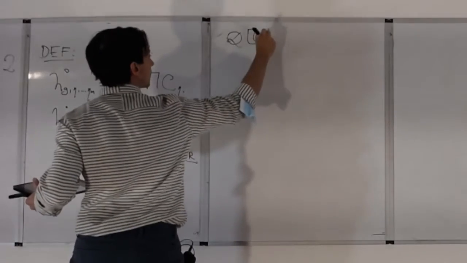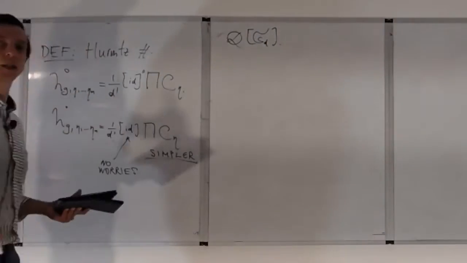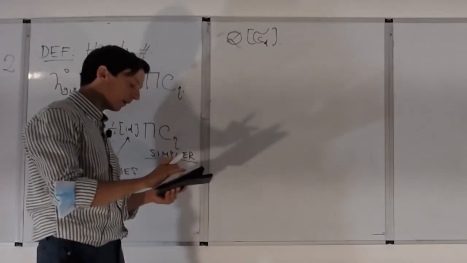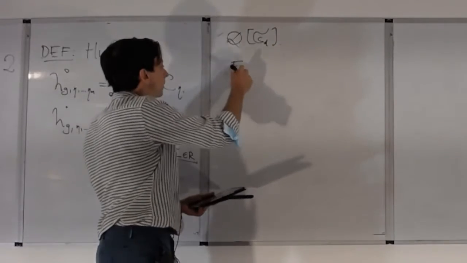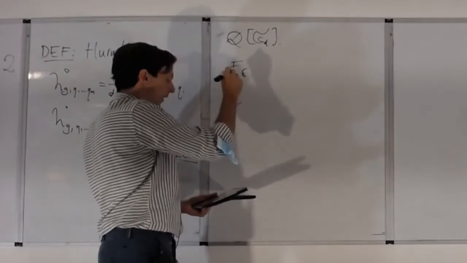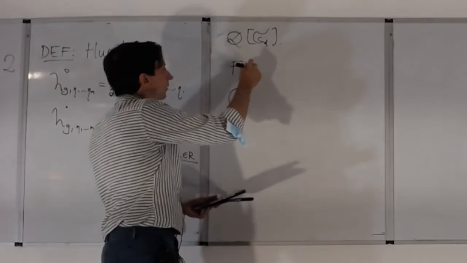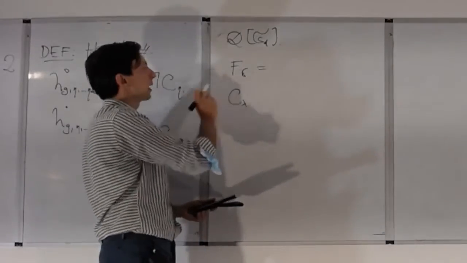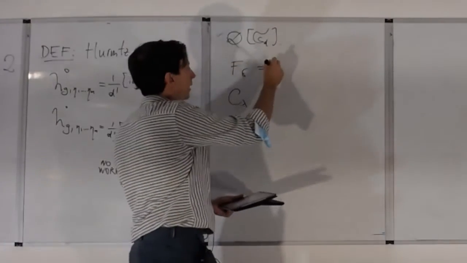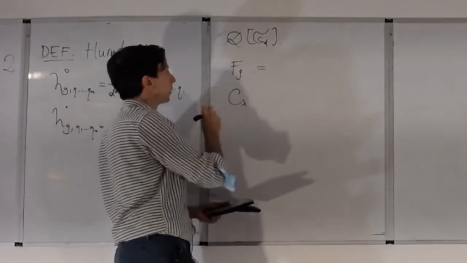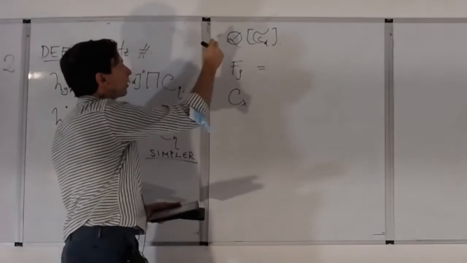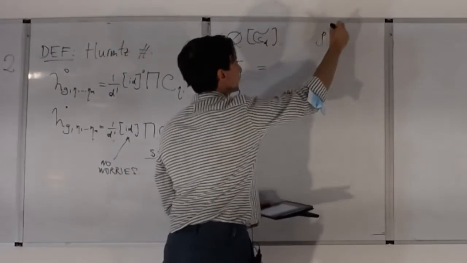If you take the group algebra of the symmetric group, you have two different bases. You want to define these elements F rho, where rho is a partition, and also lambda.